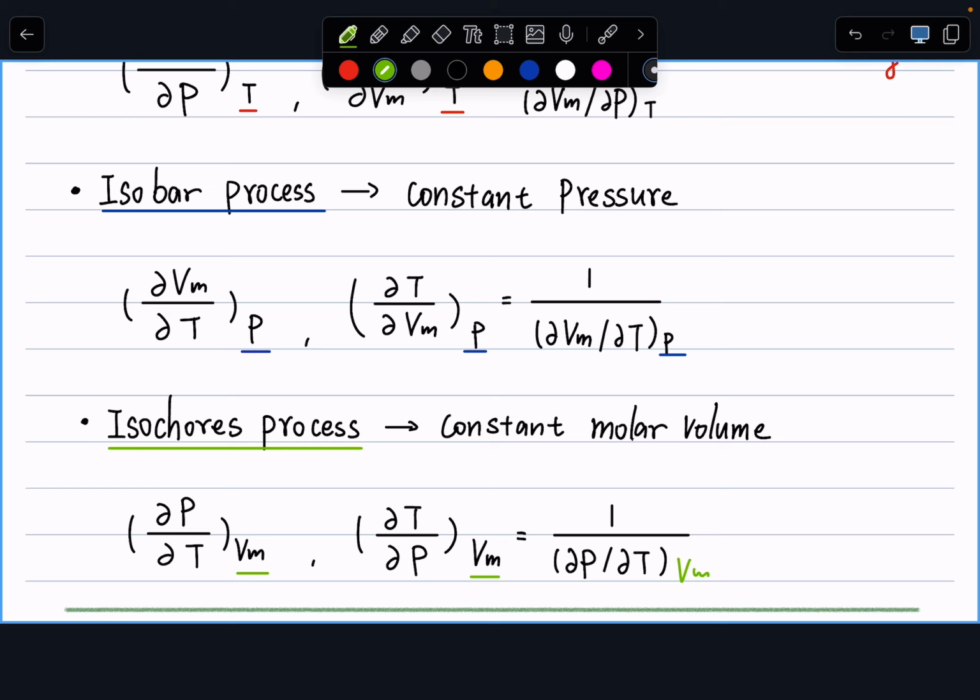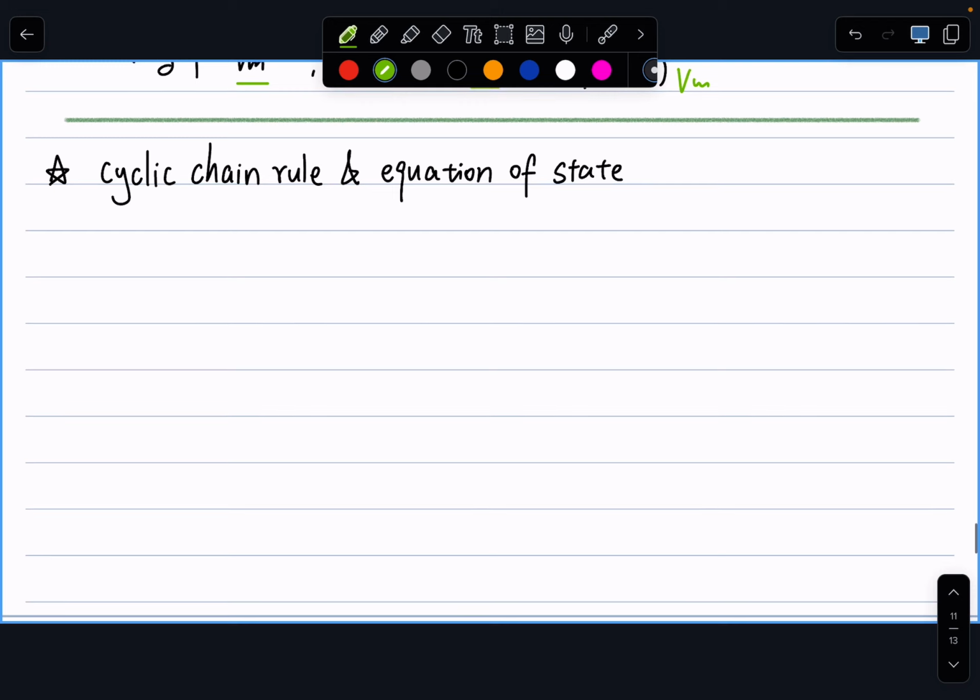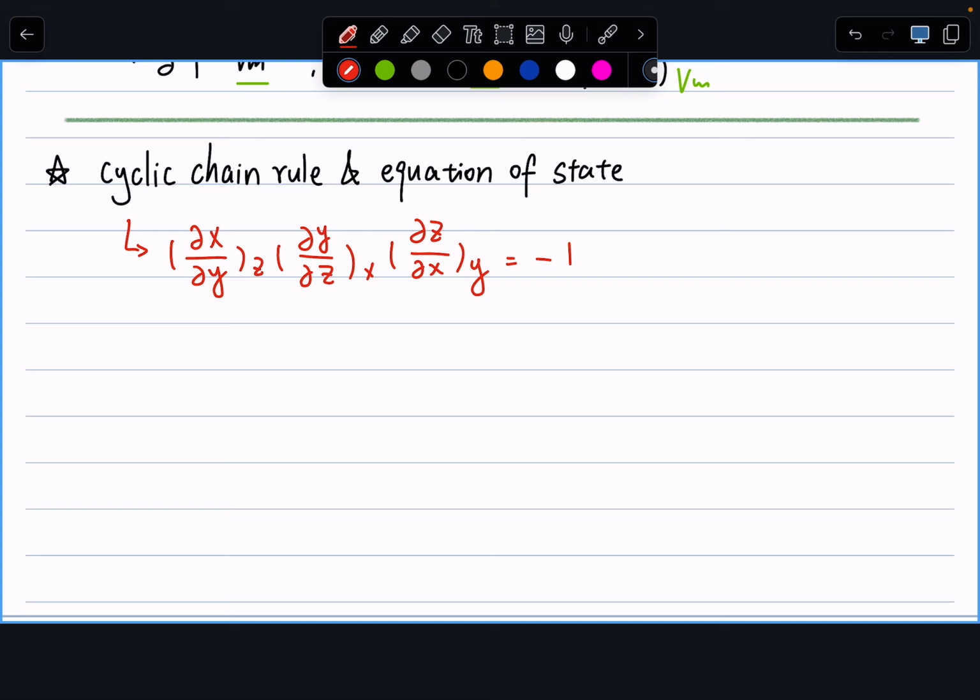So the next step is to further use calculus to decrease the amount of partial derivatives we have to measure experimentally. And in this part, we're using the cyclic chain rule. So again, the cyclic chain rule, like what we just showed before, is a simple mathematical relationship, saying dx over dy at constant z times dy over dz at constant x and dz over dx at constant y, product together equals -1.